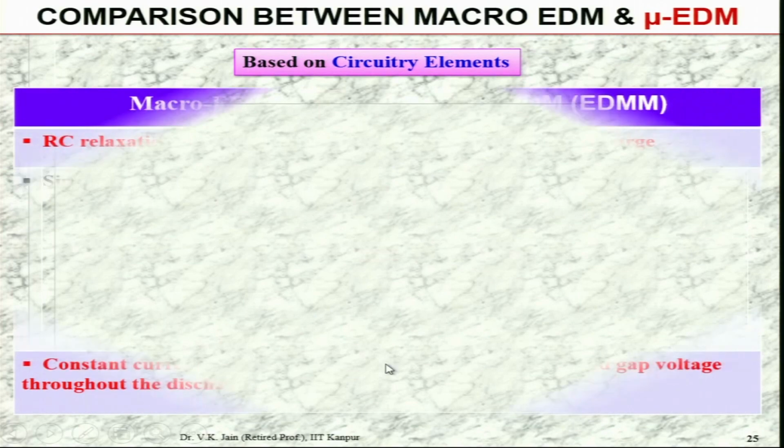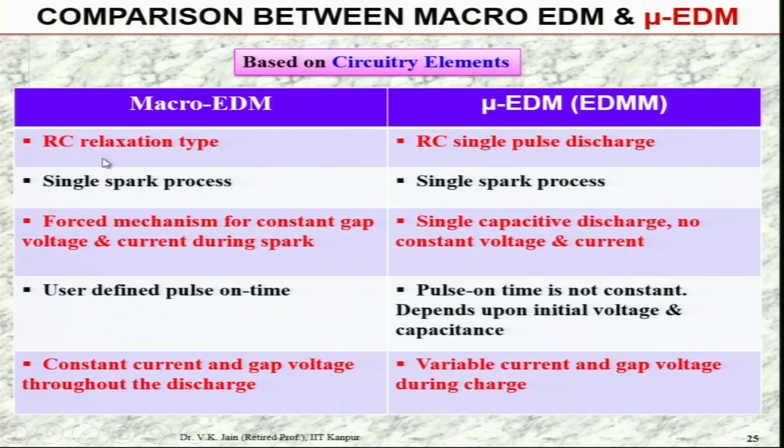Based on the circuitry elements, you can see here you are using RC relaxation circuit, here using RC single pulse discharge, here single spark process, here also single spark process. Forced mechanism for constant gap voltage current during a spark, single capacitive discharge, no constant voltage and current. User defined pulse on time, is not constant in this particular case. Constant current and gap voltage throughout the discharge, variable current and gap voltage during the discharge.